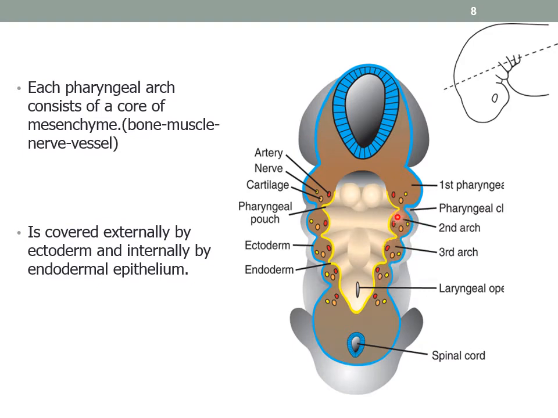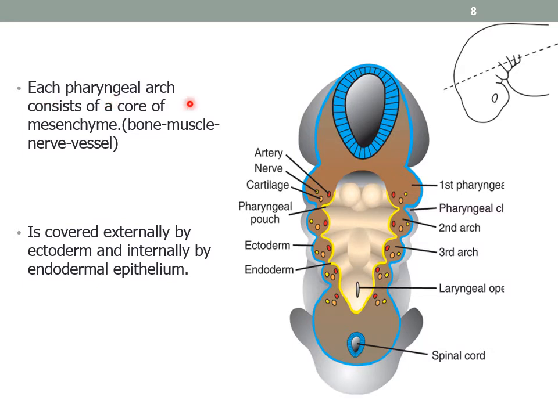Here, these are the pharyngeal arches. And here from inside, this region is the pharyngeal pouch, and it's lined by endoderm. So the pharyngeal pouch is lined by endoderm, the pharyngeal cleft from outside is lined by ectoderm, and in the middle we have the pharyngeal arch, which consists of a core of mesoderm, and it gives origin to the bones, muscles, nerves, and vessels of the head and neck.